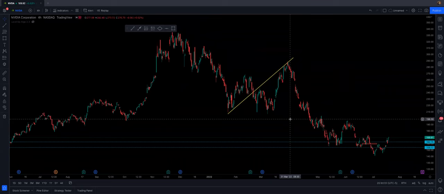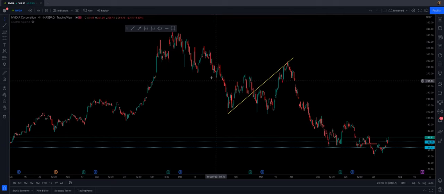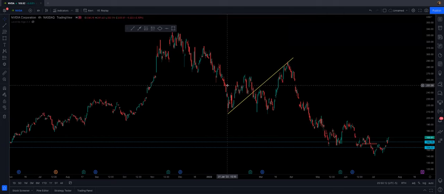AMD has a... Can you go through one where you start from the daily? Yeah, so like I said, each time frame gets its own trend line.